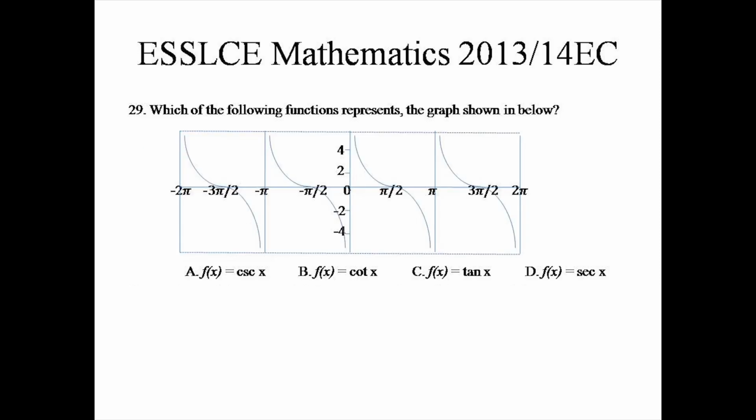Question number 29. Which of the following functions represents the graph shown below? A. f of x is equal to cosec x. B. f of x is equal to cotangent x.